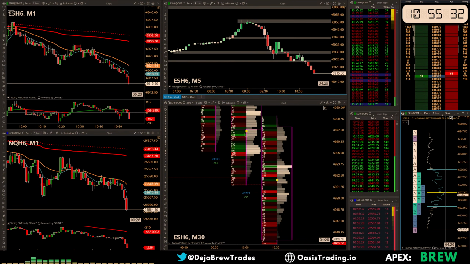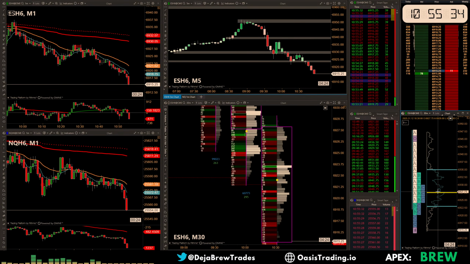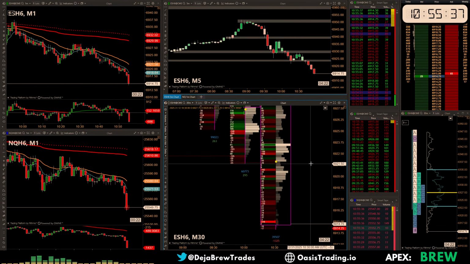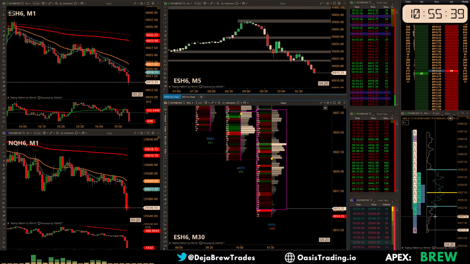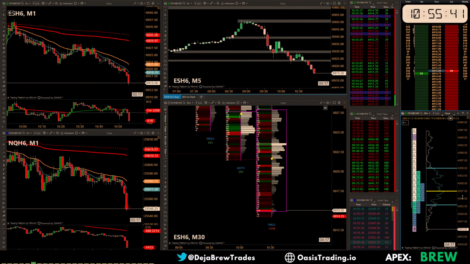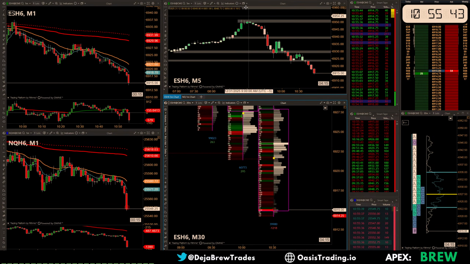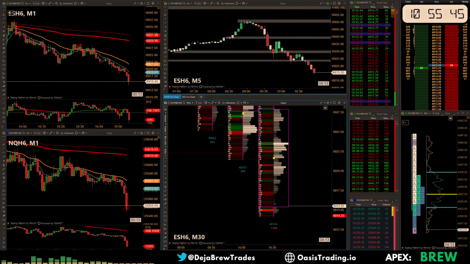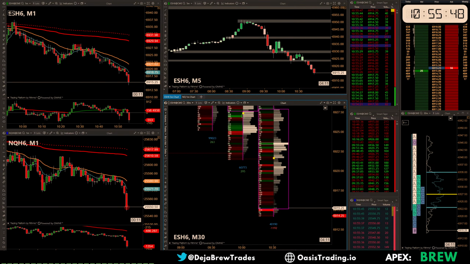Picking a bad time to push this. If it closes down here, you will have single prints going back to that 19 level. Delta exploding here, possibly a lot of stop losses being triggered.